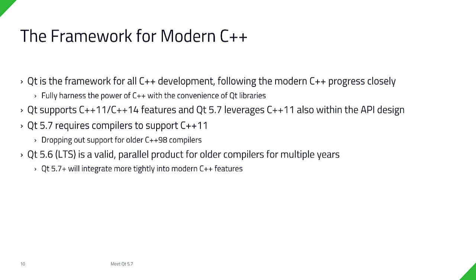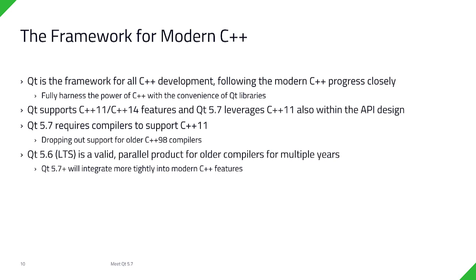Now, as the C++ standardization has moved forward and continuously is moving forward, we are following that progress closely. So we've already supported C++11 features in Qt 5, so that you've been able to use C++11 in your own code. But now with Qt 5.7, we're actually leveraging C++11 in our API design and implementation ourselves. More so, we'll be doing this even more in the future releases, ensuring that Qt stays on top of modern C++ development.